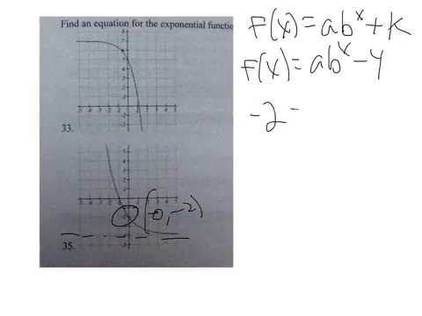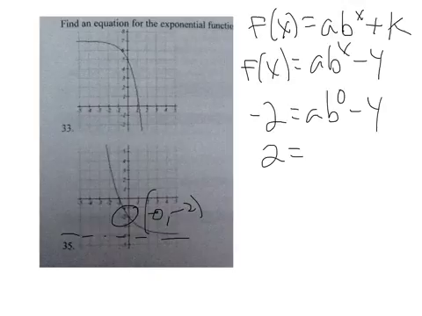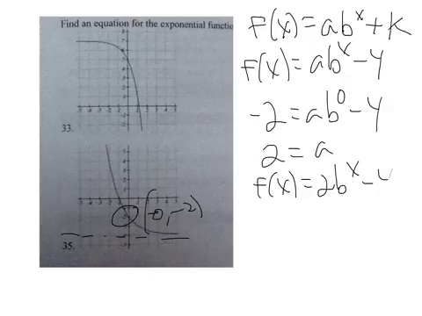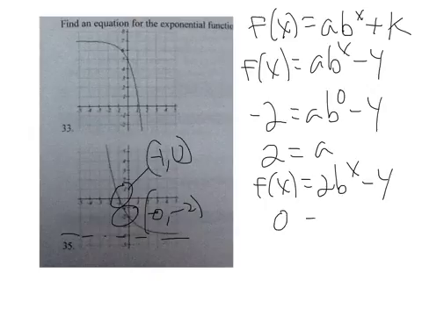So negative 2 equals a times b to the 0, minus 4. I'm going to add 4. That gives me 2, and b to the 0, of course, is 1. So it looks like a is 2 in this problem. So f of x equals 2 times b to the x minus 4. Then we can pick another point, and this x-intercept of (negative 1, 0) looks promising. So let's try that. 0 equals 2 times b to the negative 1, minus 4. So I'll add 4. That leaves me 2.